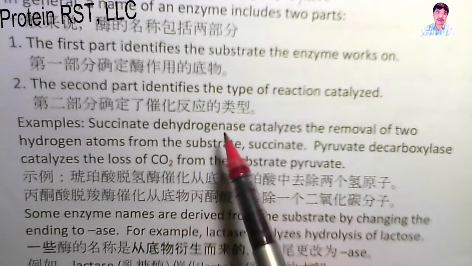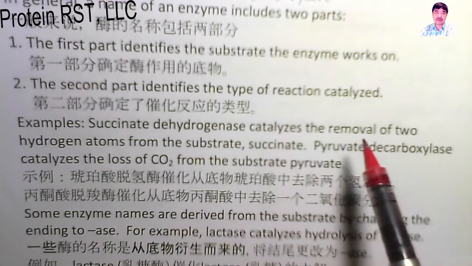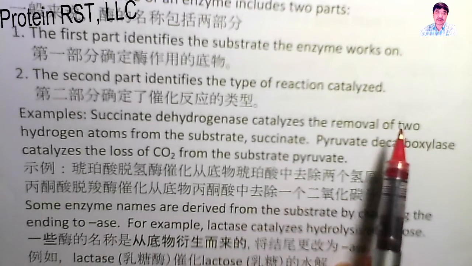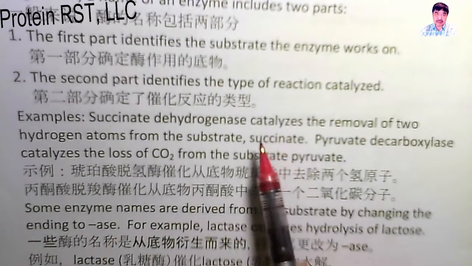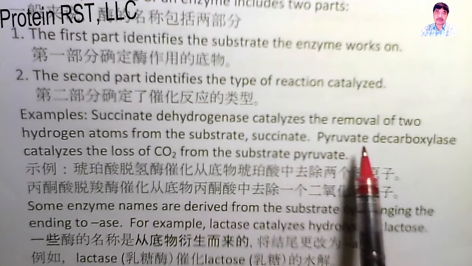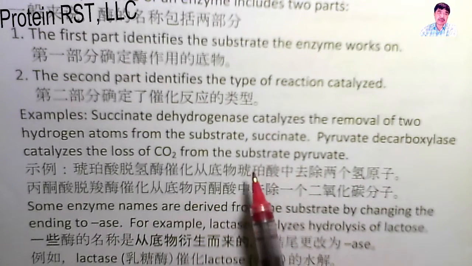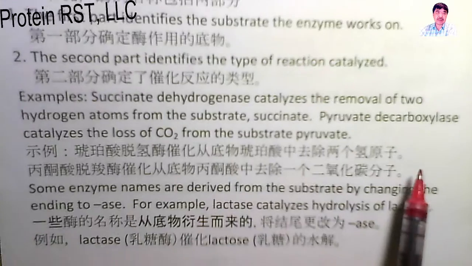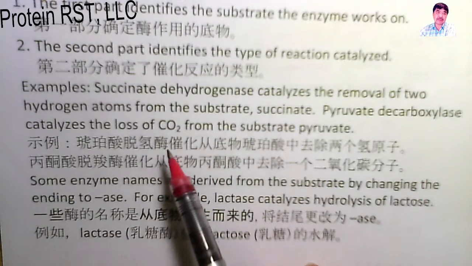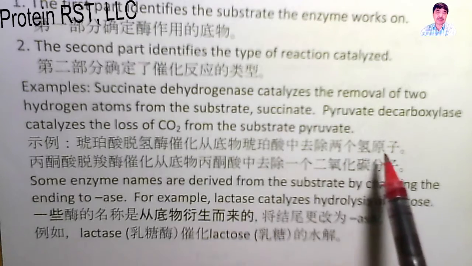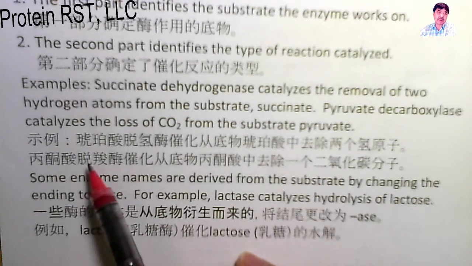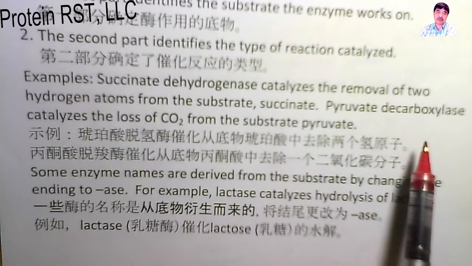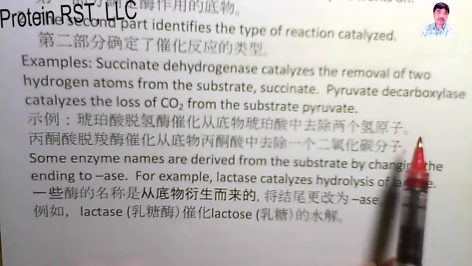succinate dehydrogenase catalyzes the removal of 2 hydrogen atoms from the substrate succinate. Pyruvate decarboxylase catalyzes the loss of carbon dioxide from the substrate pyruvate.